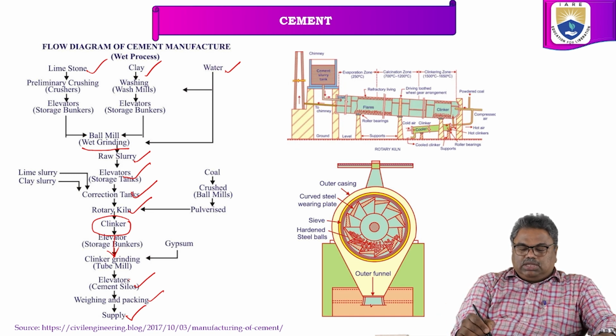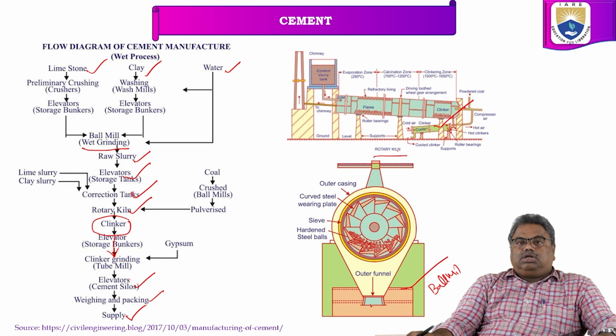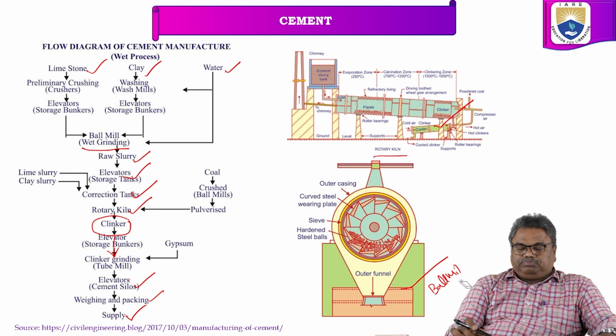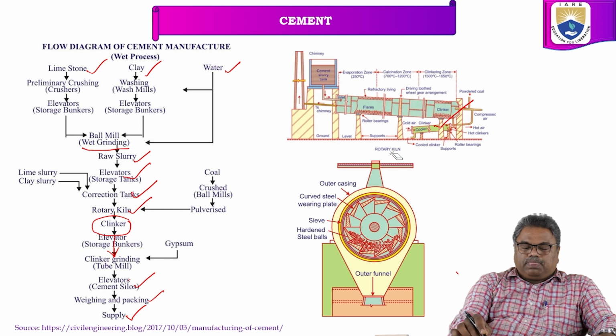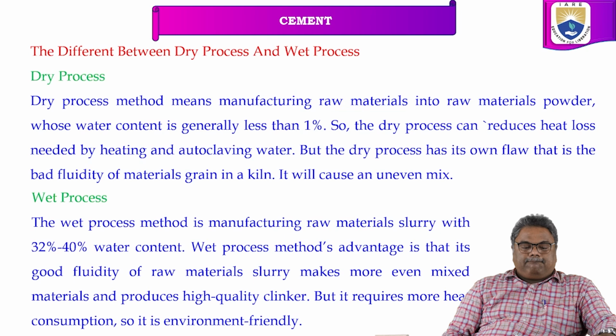So you can see here the diagram of the rotary kiln, and this is the ball mill. This is the ball mill, and this is the rotary kiln. The cross section of the rotary kiln and ball mill, right? So this is the wet process of the cement.